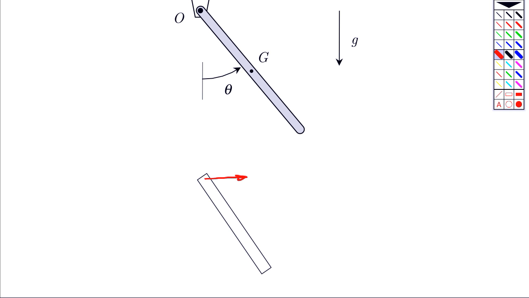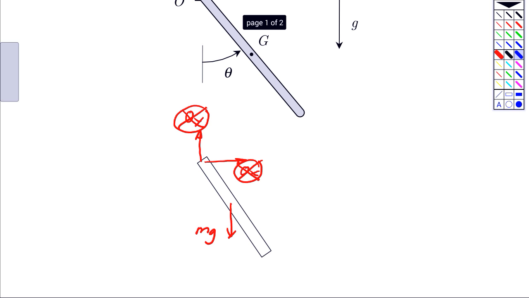The forces that we have acting on this are OX and OY. These are reactions which are acting at pin O. And, of course, the weight of mg. Looking at these forces, we know that OX and OY do not do work. And the reason they don't do work is that they act at this point, which does not move. The weight force does do work, but we're going to include that in the potential U.